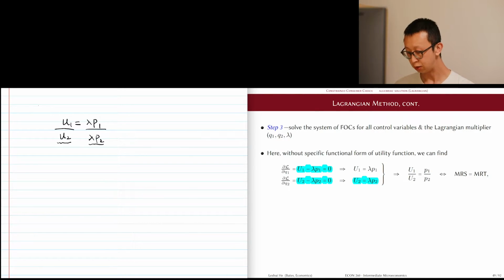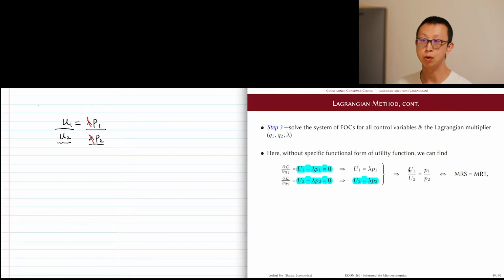So now once we have this relationship, we will realize that lambda and lambda will cancel out, and what we end up with is just U1 over U2 is equal to P1 over P2. And look at that. Absent the negative signs, this is exactly our tangent condition from the graphical solution, that the marginal rate of substitution is equal to the marginal rate of transformation.